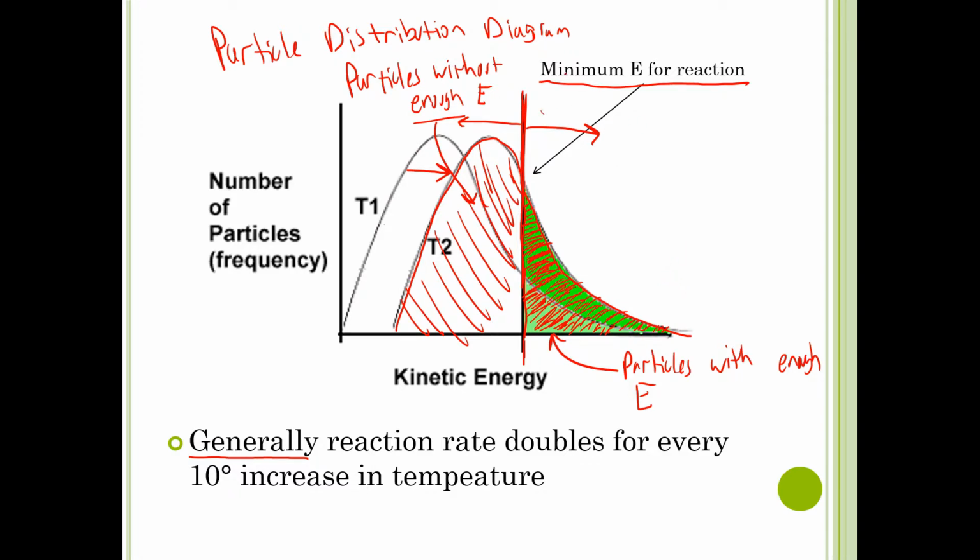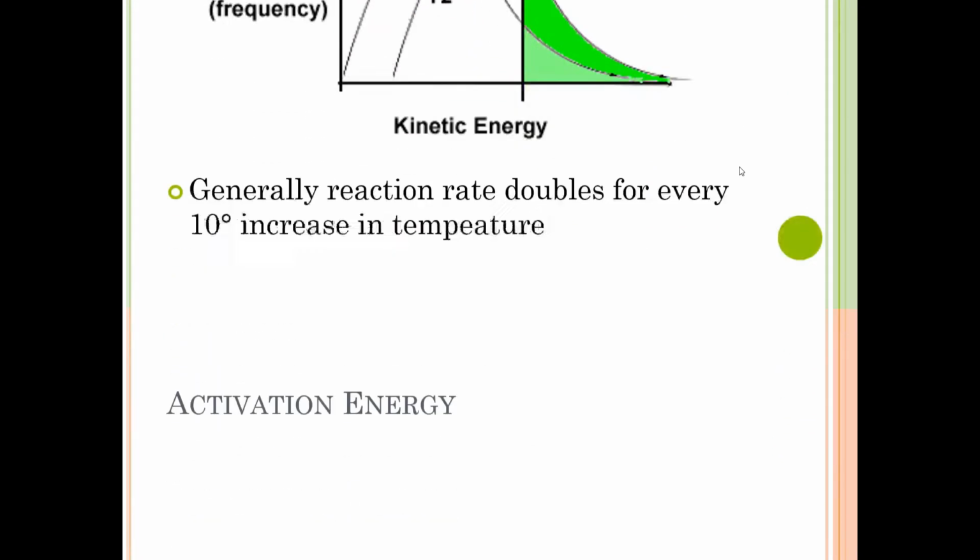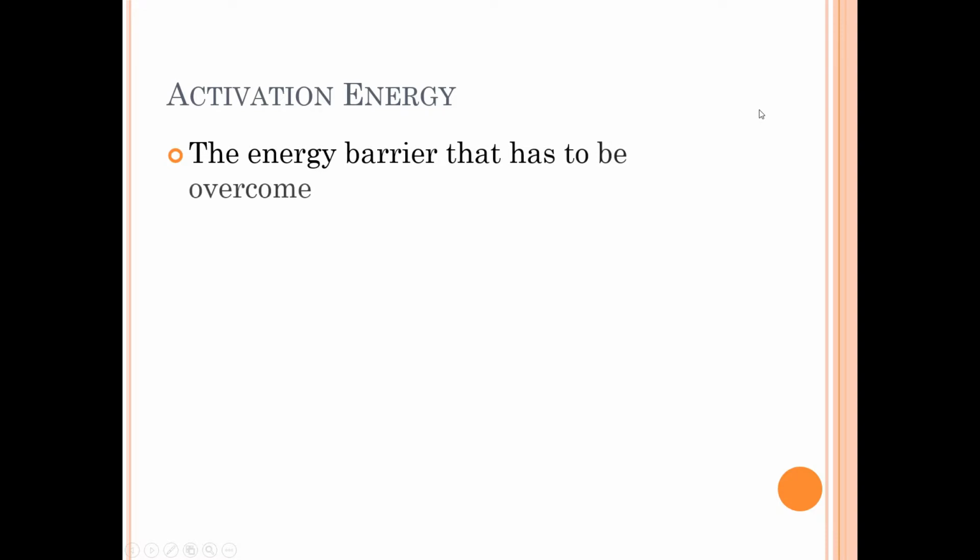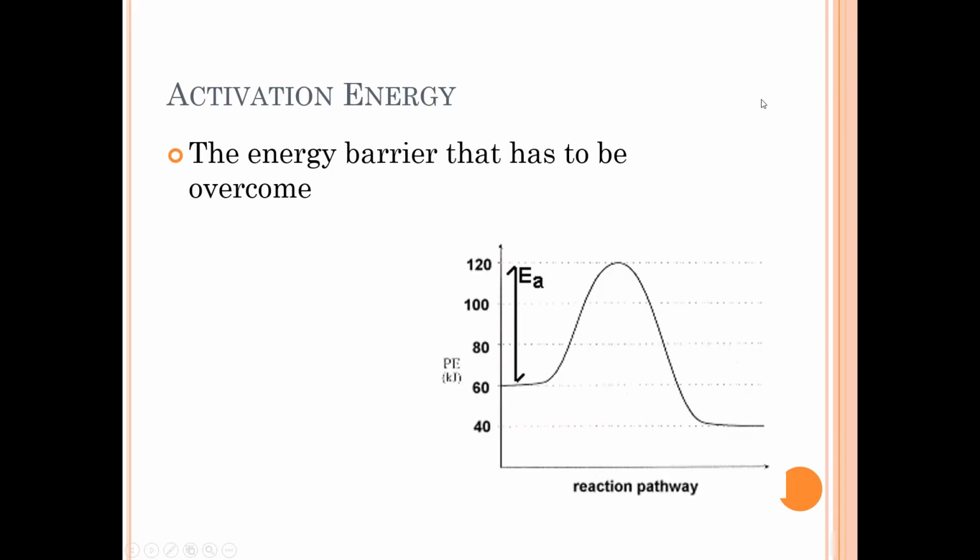Now this minimum energy, we call this the activation energy, because the activation energy represents a barrier of energy that needs to be overcome in order for the reaction to take place. Okay. So to represent this on a graph, we're going to expand the energy reaction diagram to look like this. The reactant energy will still be here.